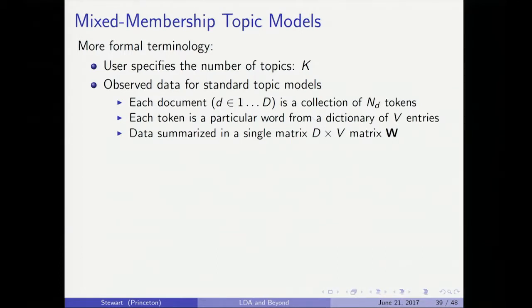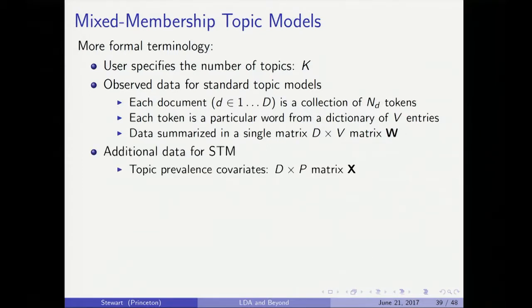We can summarize this data in a single matrix we'll call W. This is the term document matrix, with the documents along the rows, the words along the columns, and the count of the word's appearance in that document. So STM is going to add some topic prevalence covariates, some information about each document that we think might affect the rate at which a topic is discussed, and topical content groups, different groups of documents that talk about content in a particular way. Right now in the software, these are set up as discrete groups. That's a pragmatic limitation, not really a limitation of the setup.